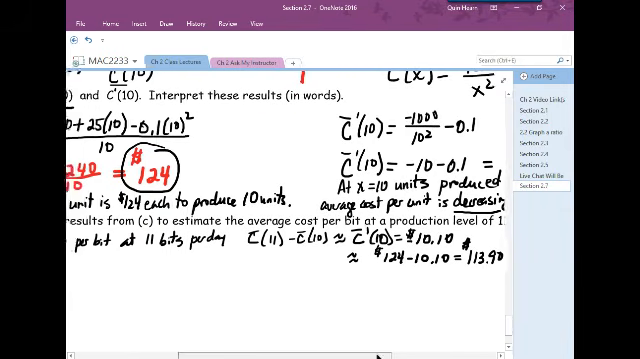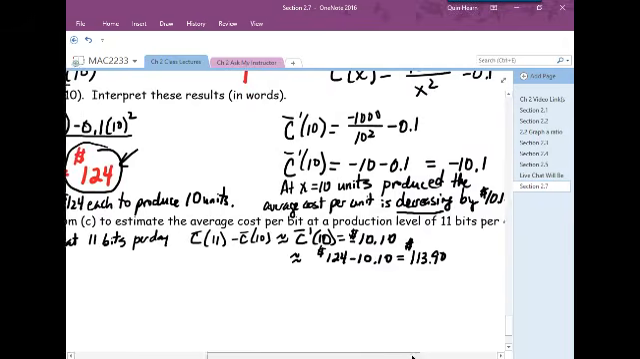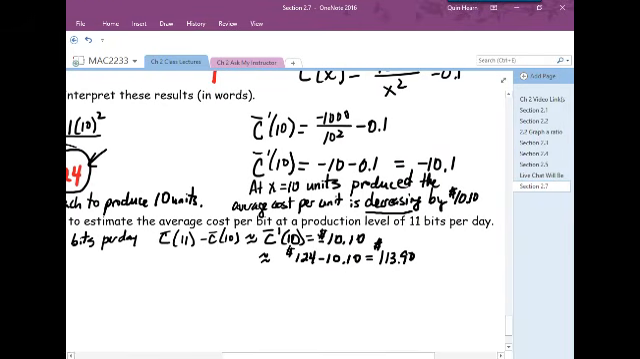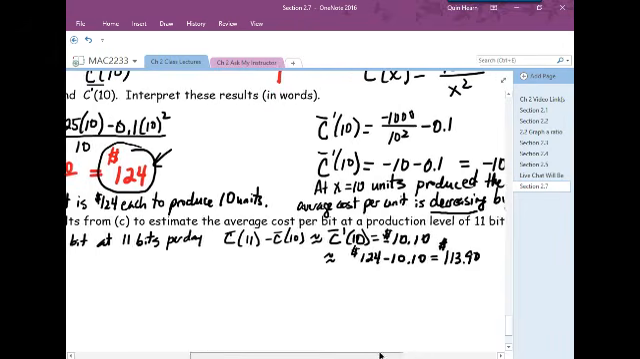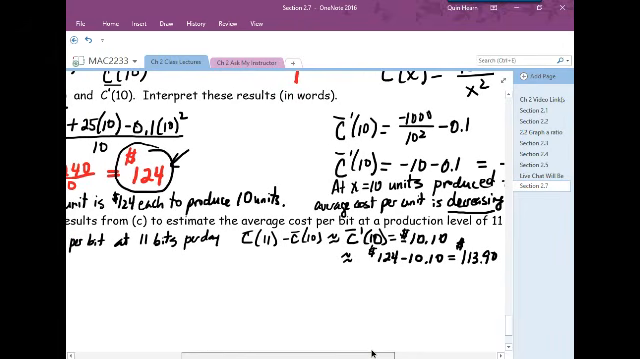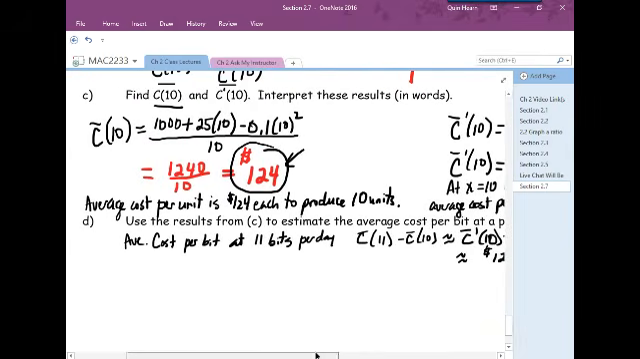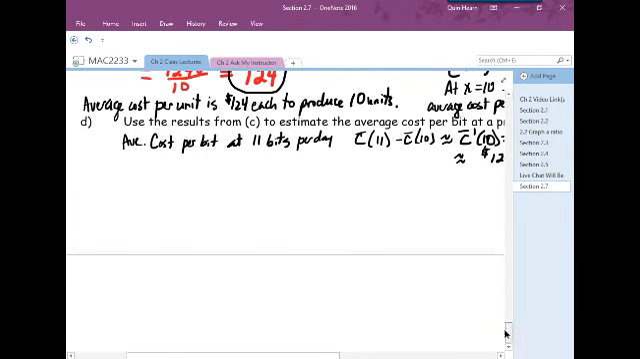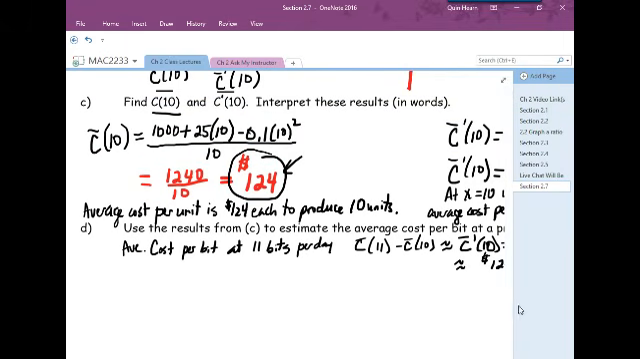Okay. So we start with the average cost at a level of 10 and add to it negative 10.10, and that would be the average cost per unit after 11 units. And I think that's the last one for today, yeah. All right, so are there any questions before we wrap it up?